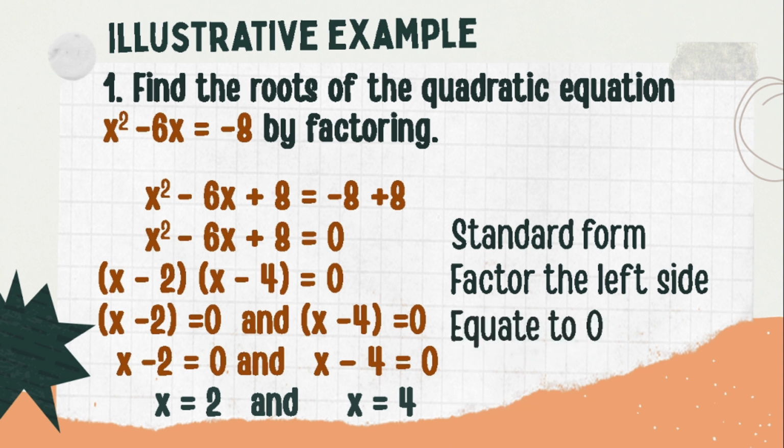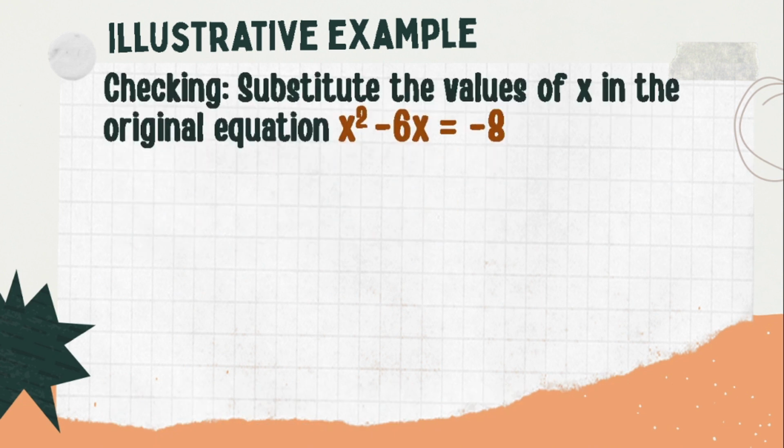Set each factor equal to 0 and solve for x. So we have x minus 2 is equal to 0. We have x is equal to 2. And then x minus 4 is equal to 0. We have x is equal to 4. So the roots of the quadratic equation x squared minus 6x is equal to negative 8 are positive 2 and positive 4. To check, substitute the values of x in the original equation x squared minus 6x is equal to negative 8.